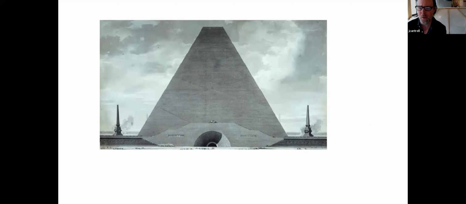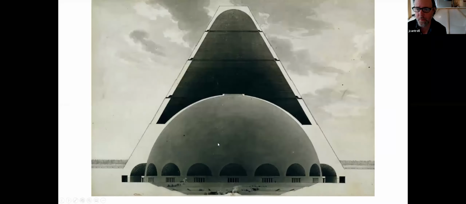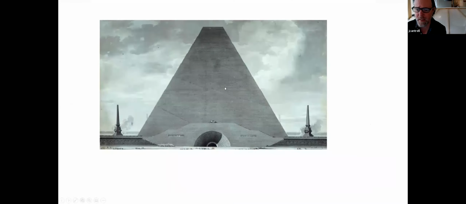Again, he's designing these enormous mausoleums based on ancient geometry, of course, in Egypt. Of course, he's mixing Egyptian motifs with the pyramid, and of course, superimposing the Roman arch as the entryway into these enormous structures. This is a cross-section of this pyramidal cenotaph.